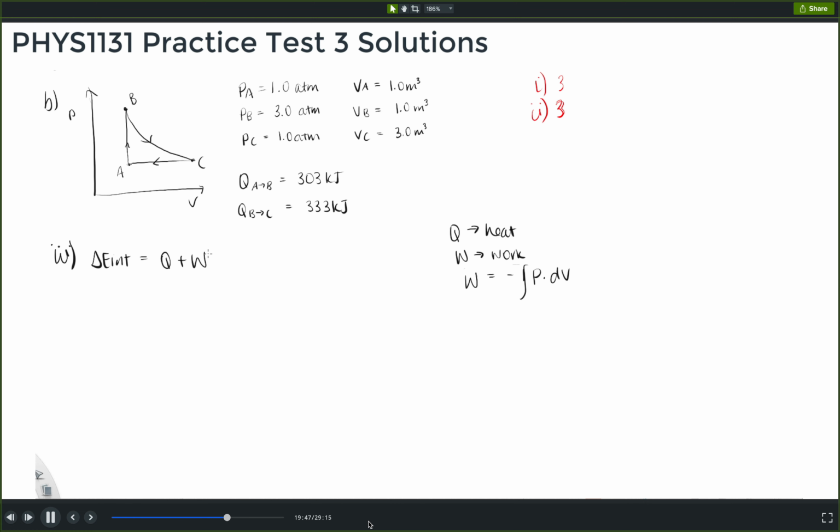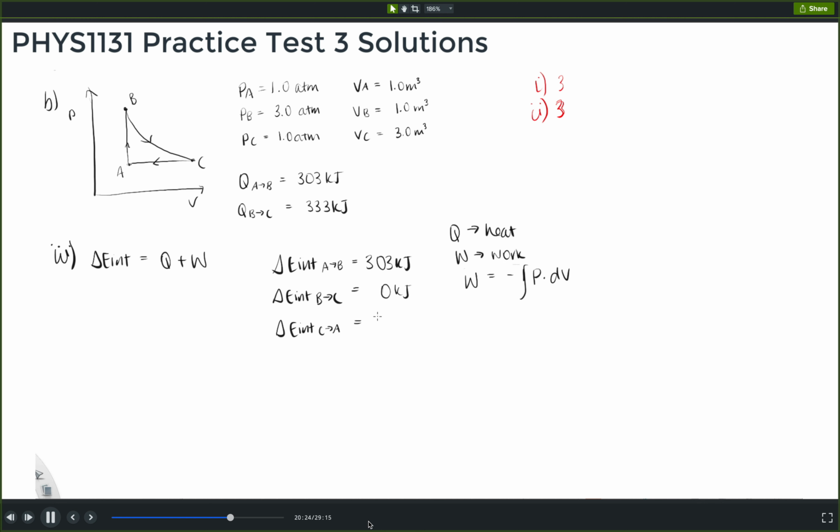So what I'm going to do first is write down everything that we know. We know that the change in internal energy as the system goes from A to B, we worked this out in part I. It's 303 kilojoules. We also know the change in internal energy as the system goes through process B to C. That was 0 because it was isothermal.